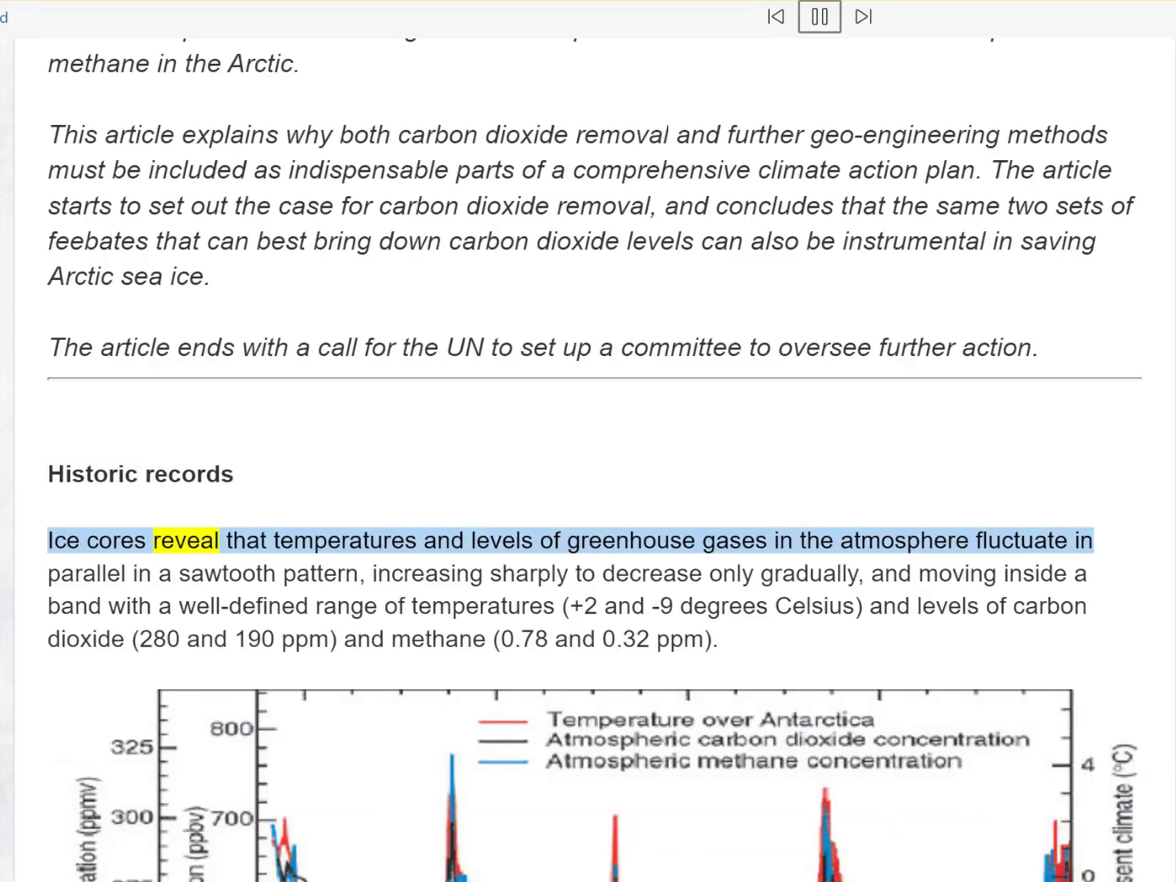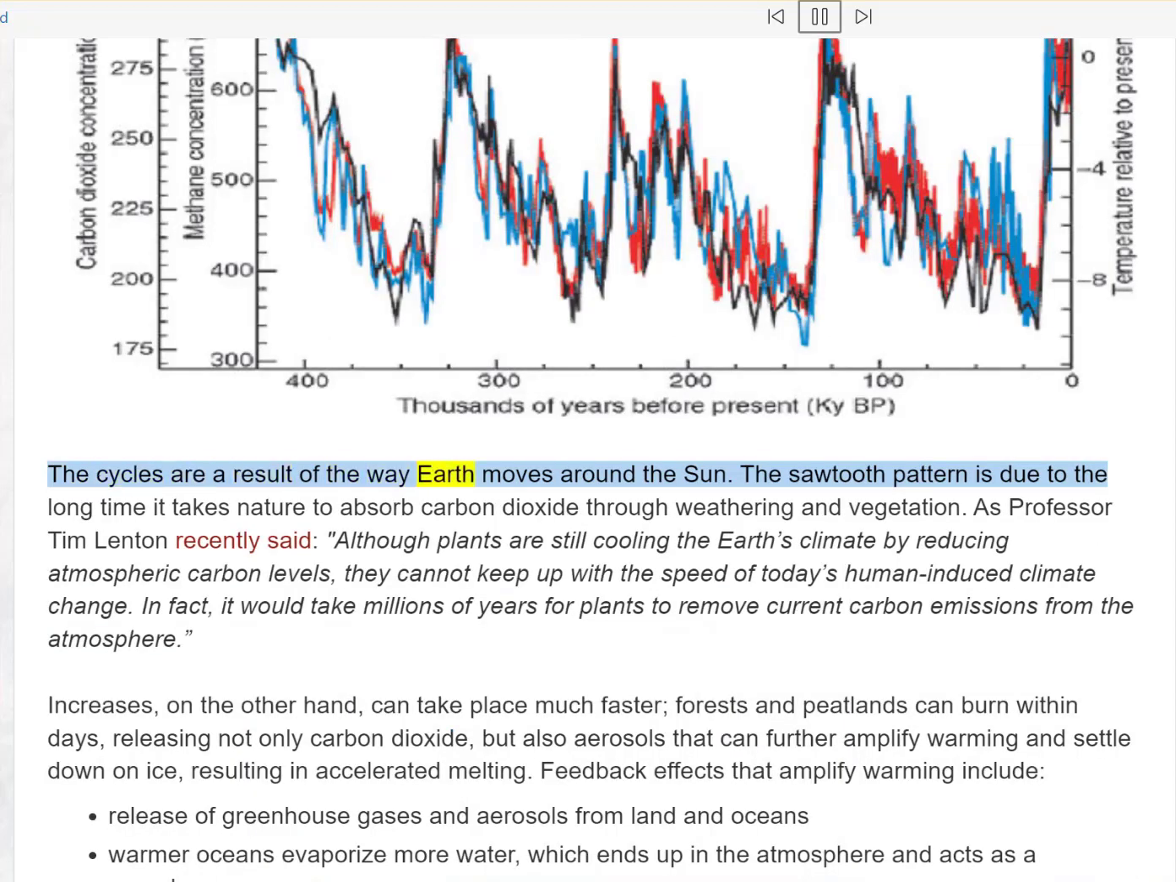Historic records, ice cores, reveal that temperatures and levels of greenhouse gases in the atmosphere fluctuate in parallel in a sawtooth pattern, increasing sharply to decrease only gradually, and moving inside a band with a well-defined range of temperatures, +2 and -9 degrees Celsius, and levels of carbon dioxide, 280 and 190 ppm, and methane, 0.78 and 0.32 ppm. The cycles are a result of the way Earth moves around the Sun. The sawtooth pattern is due to the long time it takes nature to absorb carbon dioxide through weathering and vegetation.